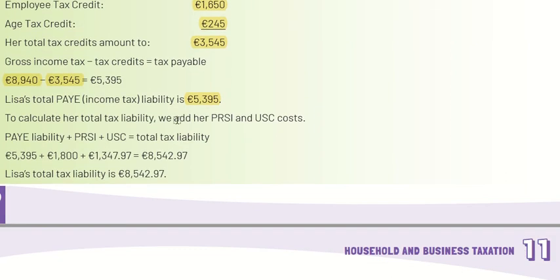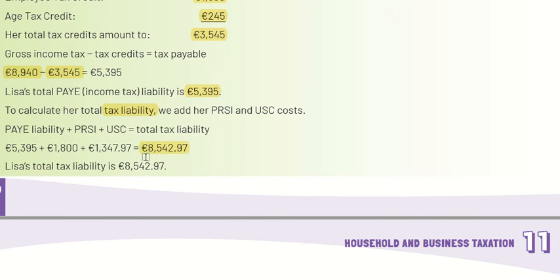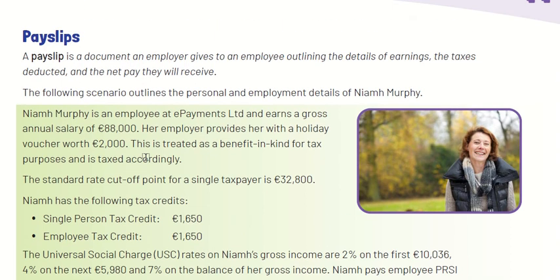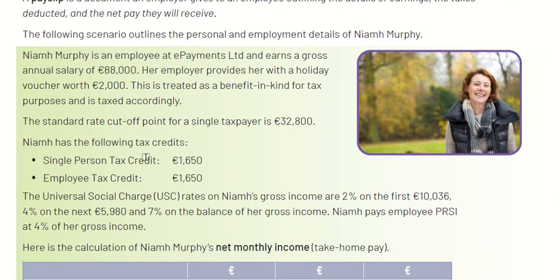All right, and then the total tax liability would be looking at the other two taxes as well, the PRSI and USC. So the PAYE, PRSI and USC together are the total tax liability. So that's it in total there. Okay, looking at a payslip then. Every employee is entitled to a payslip by law. I want to look at an example here of Neve Murphy.